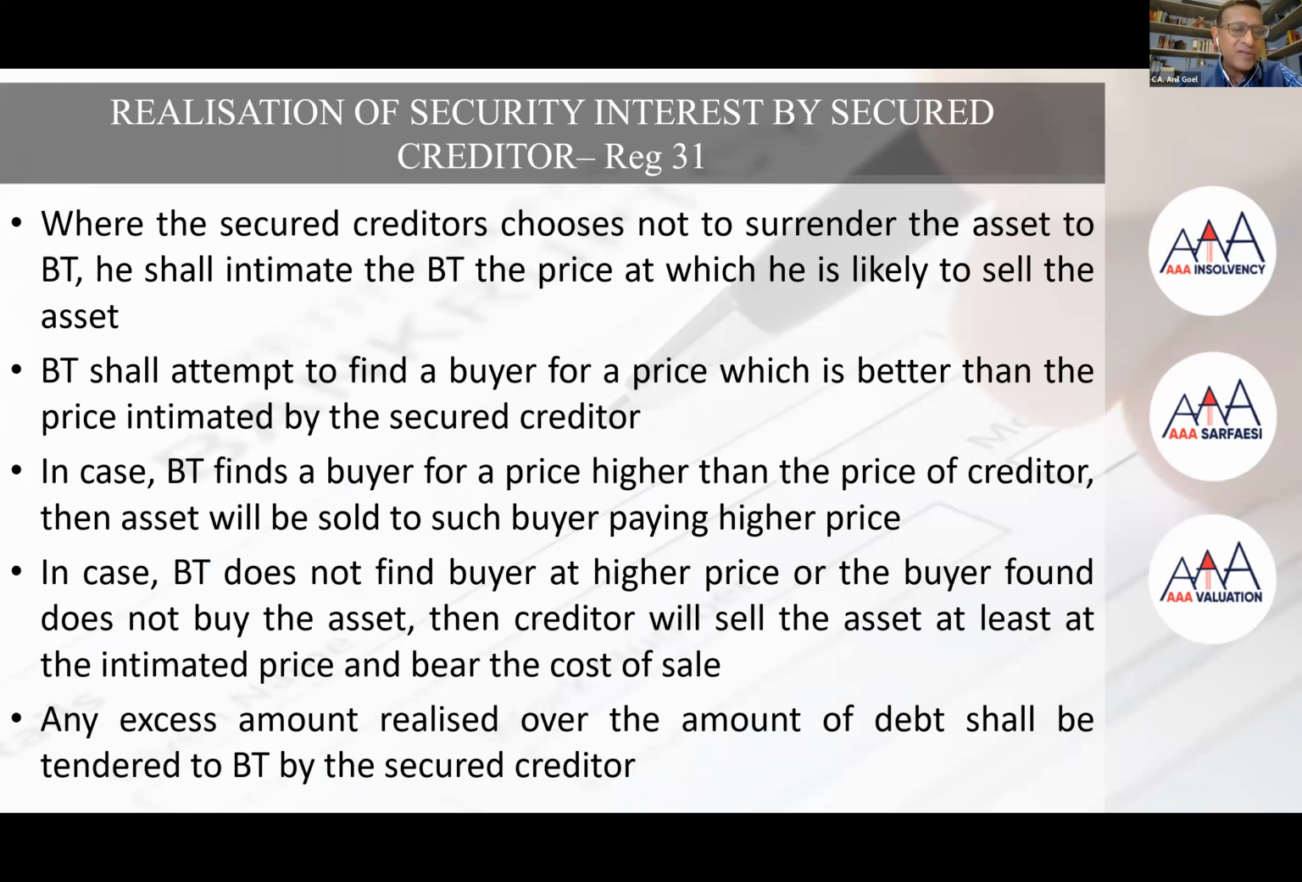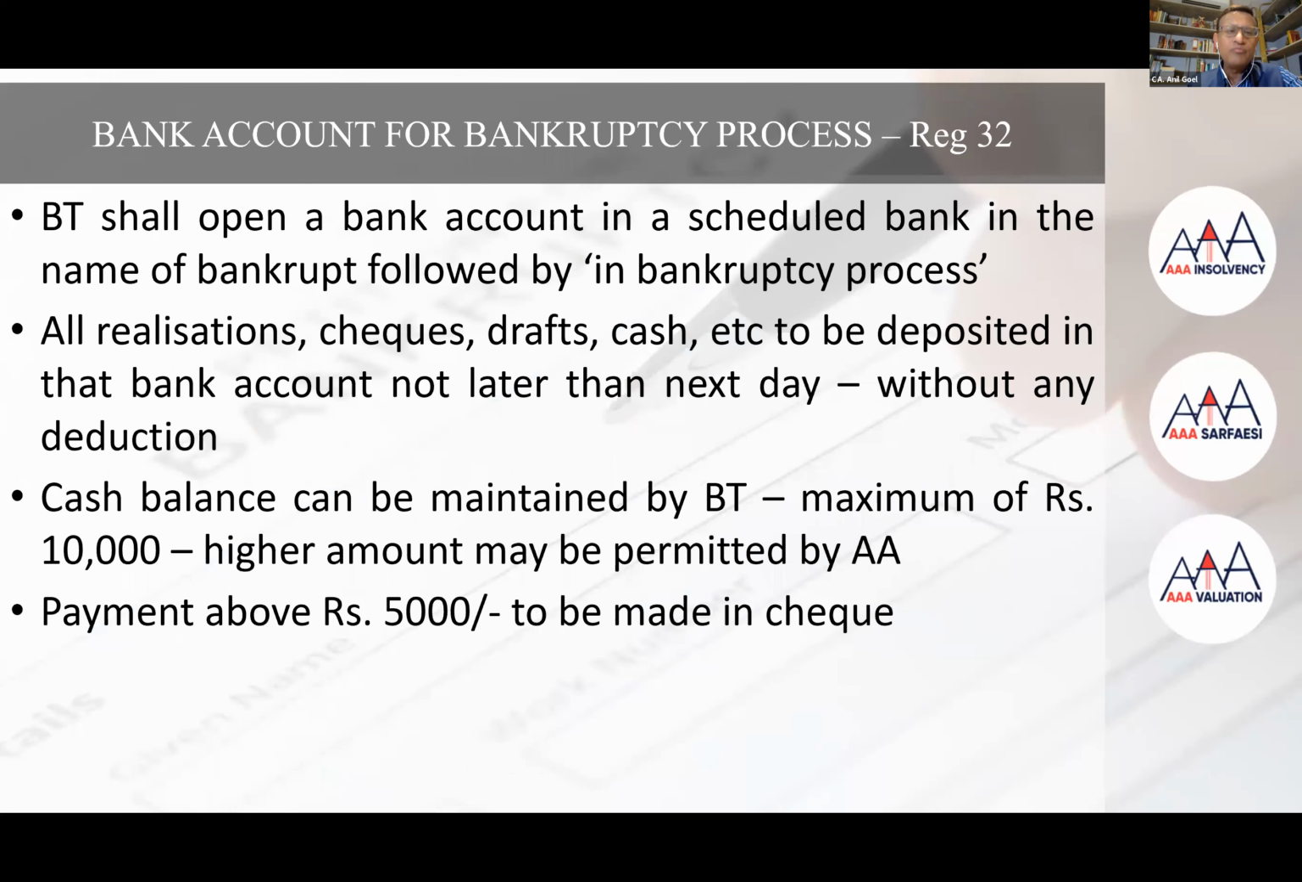Now, in case the bank says that I am selling this asset for 10 crores and the BT says let me try, if the BT doesn't find any person giving 10 crores, then the bank will have to buy that asset or will have to sell that asset at least for that value. Any excess amount realized over the amount of the debt shall be tendered to the bankruptcy trustee.